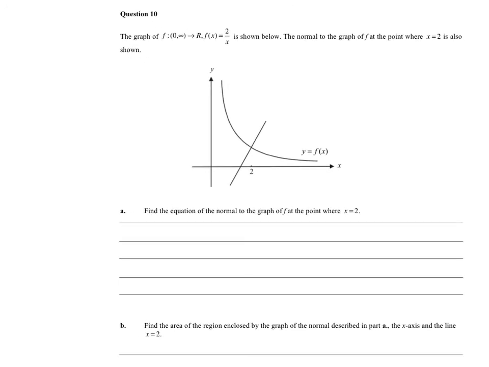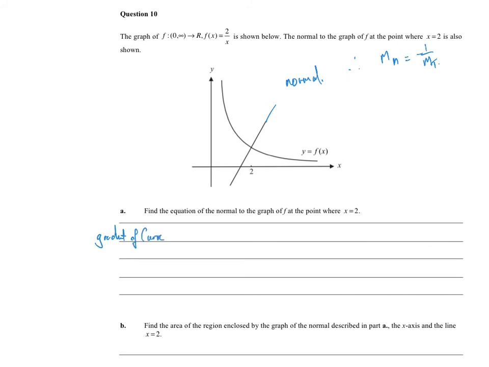All right, the graph of f is shown, the normal to the graph of f at the point where x equal to 2 is also shown. Normal line. What does that mean? Normal. Therefore, the gradient of the normal line is -1 over the gradient of the tangent, isn't it? So I can work out, find the equation of that normal. So I need the gradient of the tangent. So I need the gradient of curve.